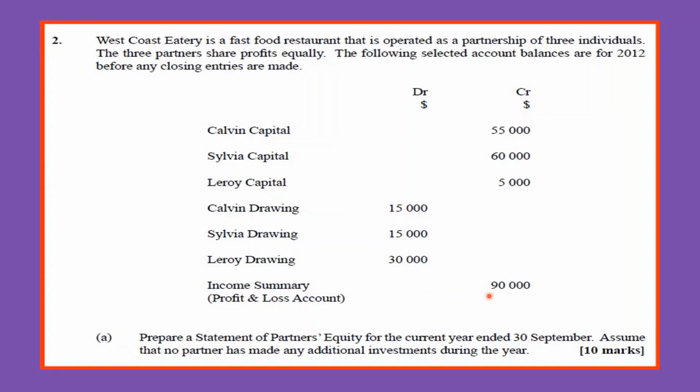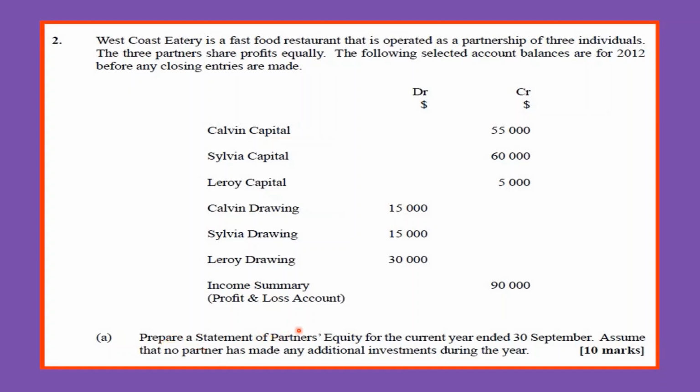So the profit of the partnership would be 90,000. How do we know it's a profit and not a loss? It's a credit balance here, right? A. Prepare a statement of partners' equity for the current year ended 30th September. Assume that no partner has made any additional investment during the year.